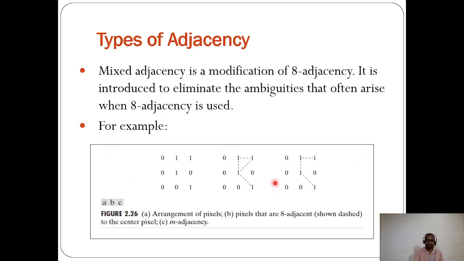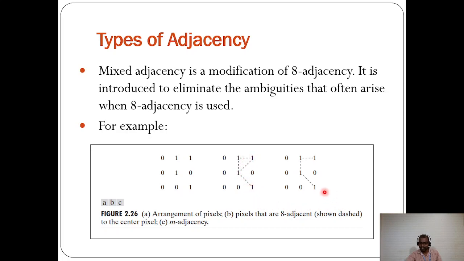Next you can see this one. This is an image, a binary image. The pixel values are 0, 1, 1, 0, 1, 0, 0, 0, 1. Then the pixels and their 8 neighbors. Suppose you consider this as p, we can consider this as the top, this is in a diagonal, this is in another diagonal. So all these are the connections.